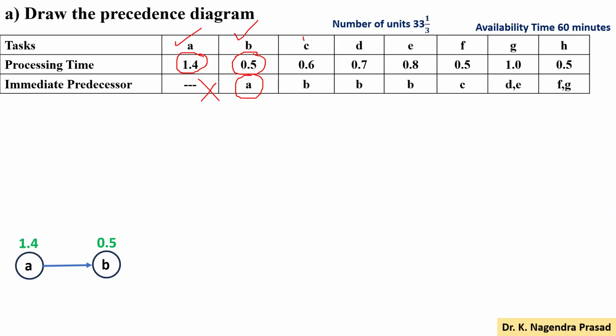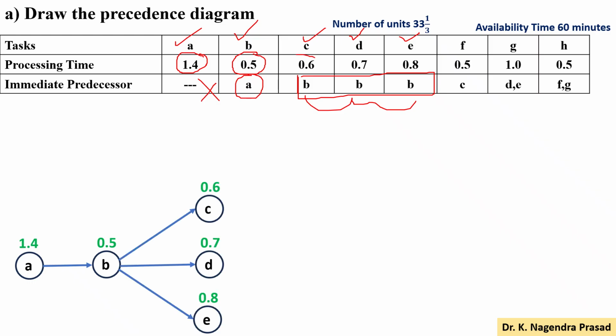Next are tasks C, D and E. These three tasks start after completion of task B. So I draw tasks C, D, E. Task C processing time is 0.6, task D processing time is 0.7 and task E processing time is 0.8. Next is task F. It starts after completion of task C, so I draw task F with its processing time of 0.5.